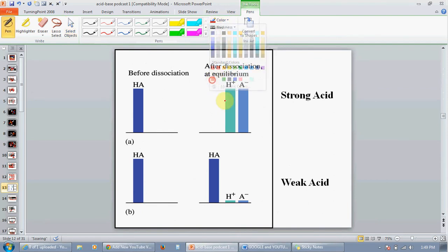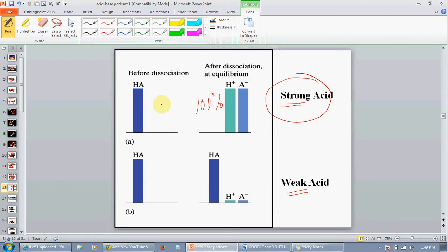You then need to be able to differentiate between strong acids and weak acids. Strong acids simply dissociate 100%. When you're done, you have no HA left at all. Your weak acids have mostly your weak acid and very little percent ionization. Usually less than 1% is in ionized form. So strong acids are 100% ionized, and weak acids are certainly less than 1% ionized.